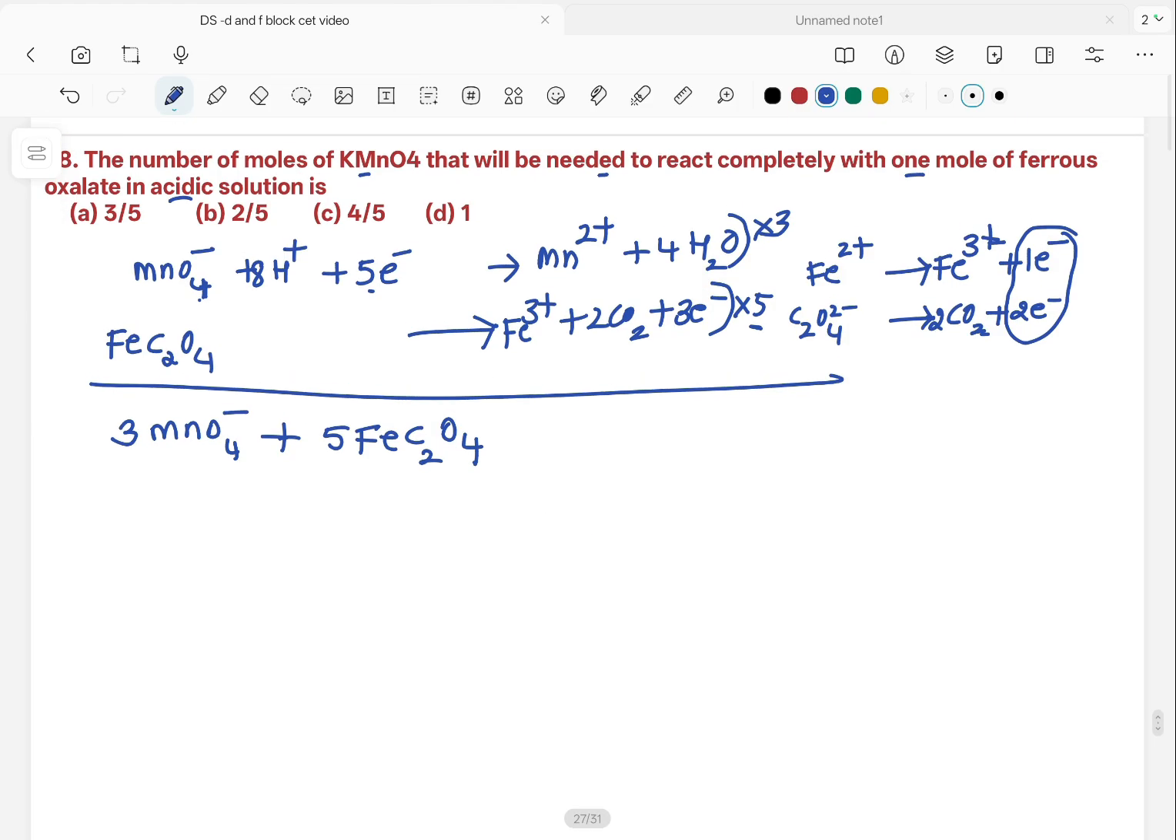Now our question says how many moles of permanganate are required for reacting with 1 mole of ferrous oxalate, meaning to react with 1 mole of ferrous oxalate, how many moles of permanganate are required? Therefore, our answer will be 3 into 1 by 5, that is 3 by 5. So, our answer should be option A, 3 by 5.